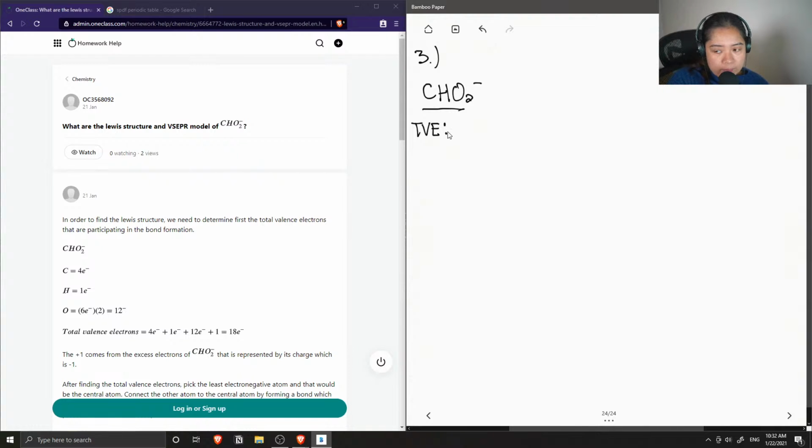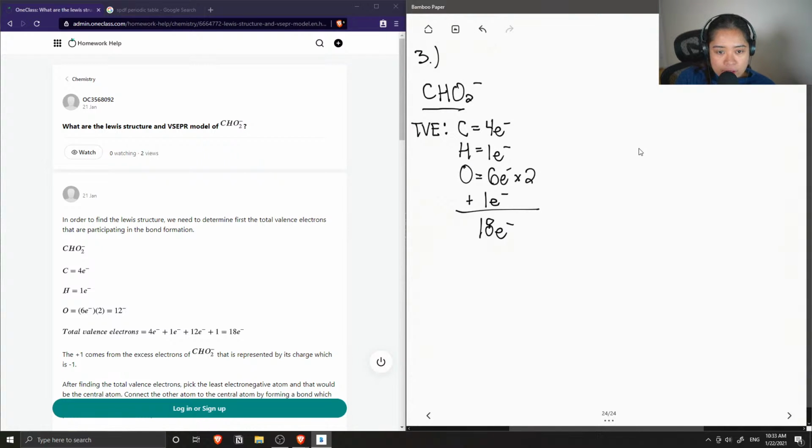So let's calculate it. So carbon has 4 valence electrons, hydrogen has 1, oxygen has 6, and there are 2 oxygen atoms, so we multiply this by 2. And lastly, this ion has an overall -1 charge. So we know we need to add an additional electron to this electron count. So if we add all these up, we should get 18 valence electrons.